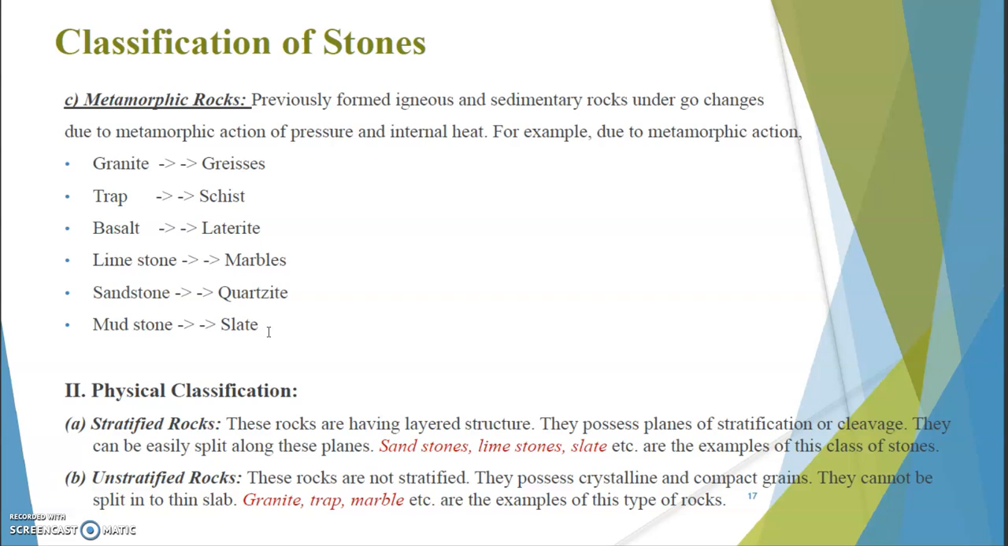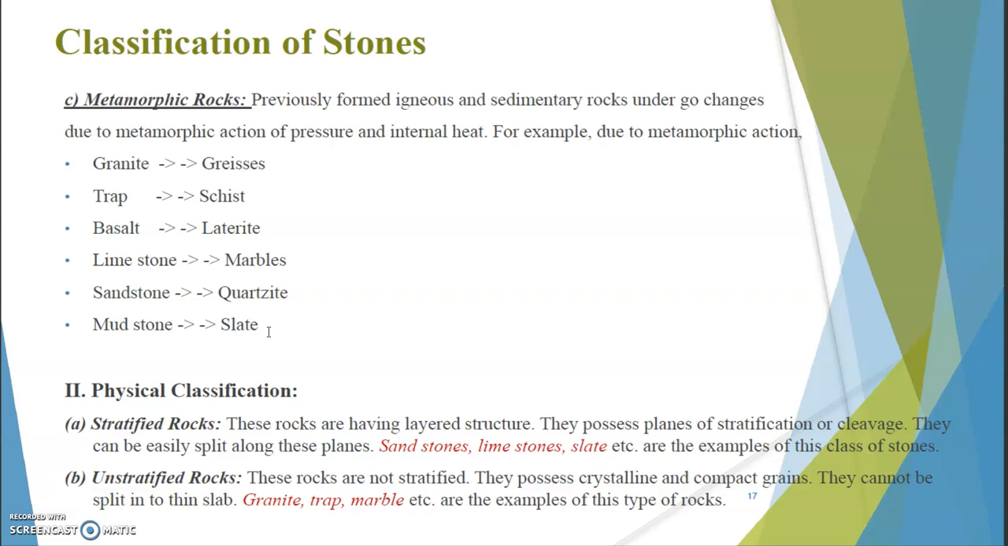These rocks have a layered structure. They possess planes of stratification or cleavage. They can easily be split along these planes. So we can have sandstone and limestone as examples of stratified rocks.